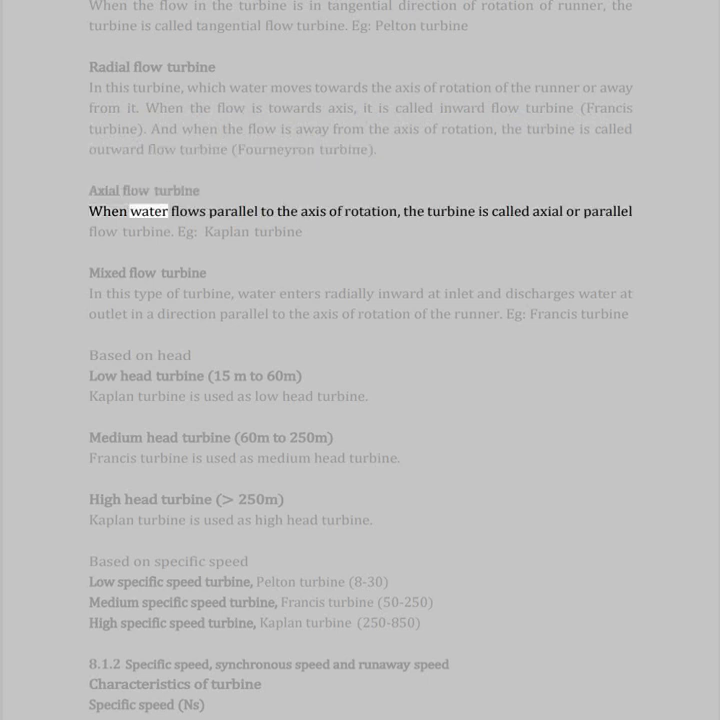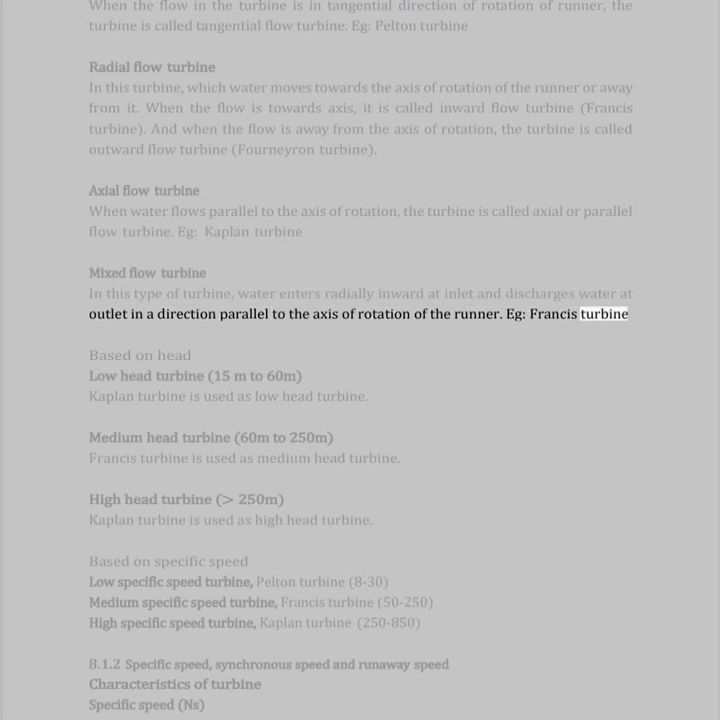Axial flow turbine. When water flows parallel to the axis of rotation, the turbine is called axial or parallel flow turbine. E.g., Kaplan turbine. Mixed flow turbine. In this type of turbine, water enters radially inward at inlet and discharges water at outlet in a direction parallel to the axis of rotation of the runner.